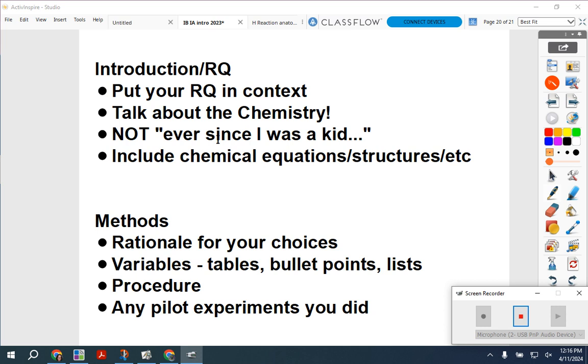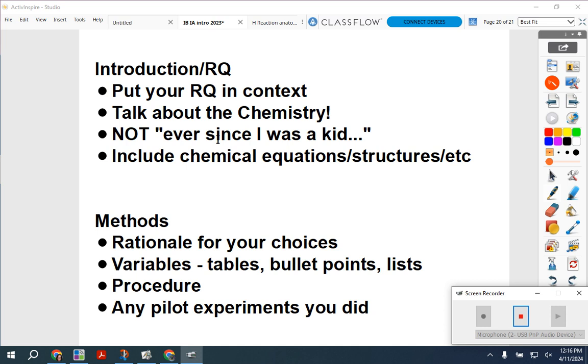Please include whatever chemical reaction is happening, the actual chemical equation. A lot of people last year didn't do that. And, you know, it's chemistry. You need to talk about either the reaction or the process. What is the process that you're studying?